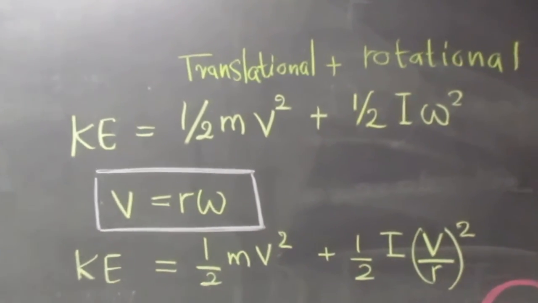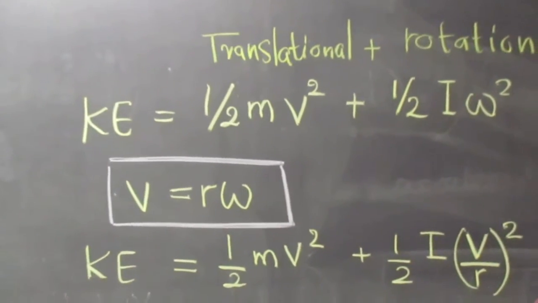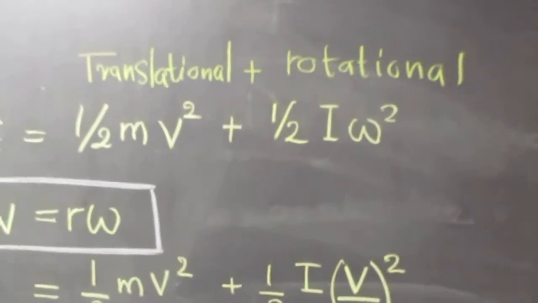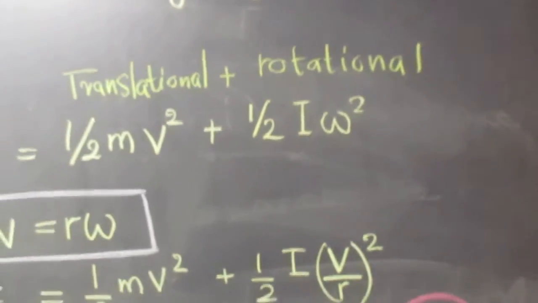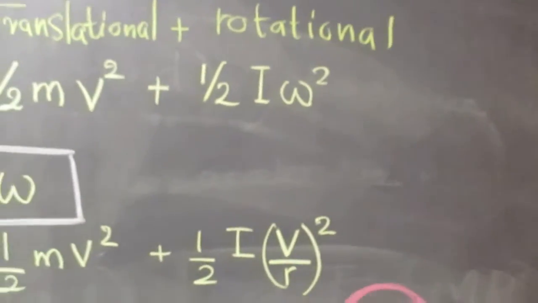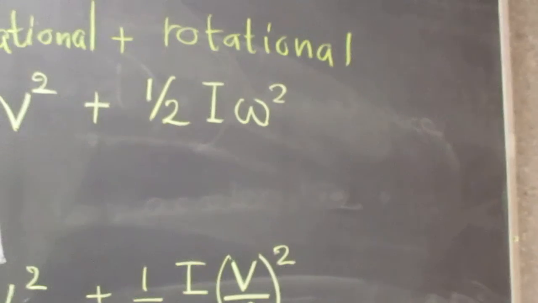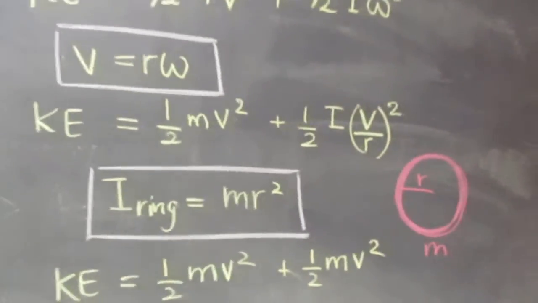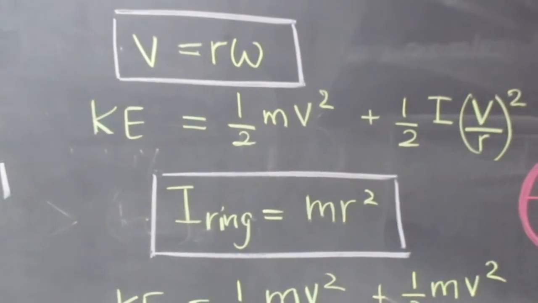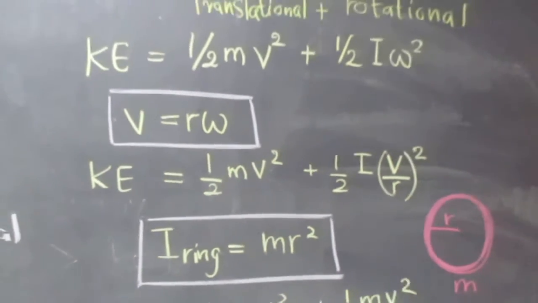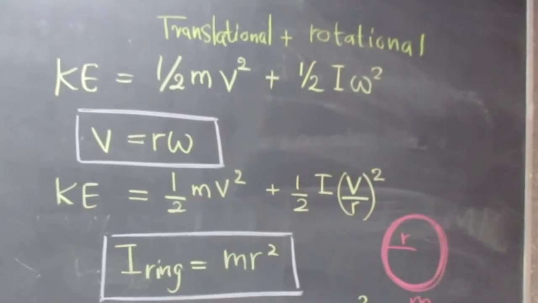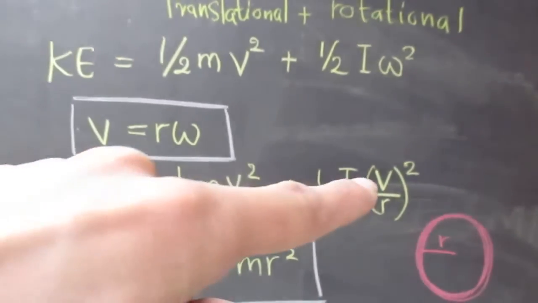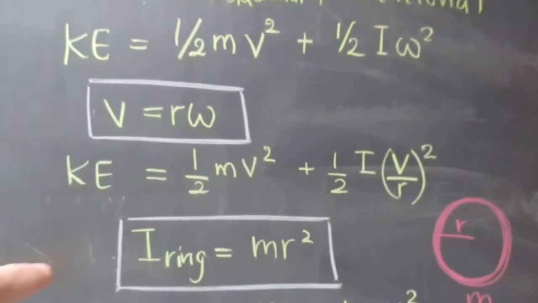1/2 mv squared, the translational kinetic energy, that's the object moving on the incline, and rotational kinetic energy, that's the object rotating. So I is the moment of inertia, omega is your angular velocity, and we are going to use the moment of inertia of a ring, I ring equals mr squared, and conservation of mechanical energy to predict our final velocity. So we have to solve this equation right here for v.